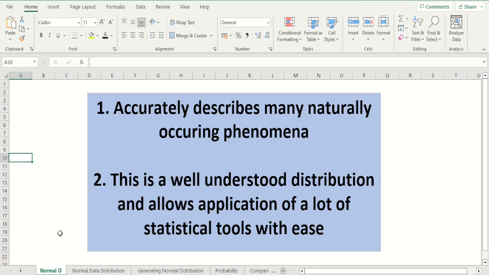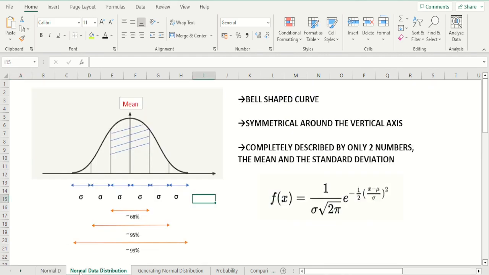A quick word on normal distributions. Remember that a normal distribution accurately describes many naturally occurring phenomena that we usually come across. It is a very well understood distribution, and it has a lot of applications with different statistical tools. And once you have identified that a distribution is normal, all of the precepts of a normal distribution would be applicable to that specific distribution in question. Having said that, let's look at the normal distribution a bit more before we start looking at how to use Excel.